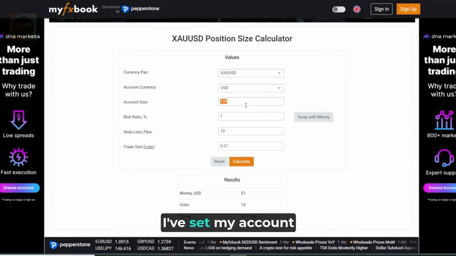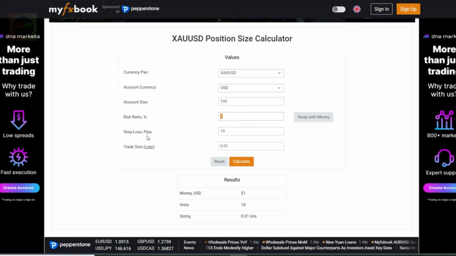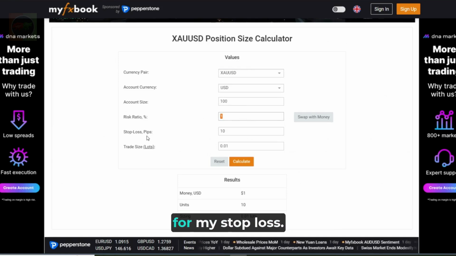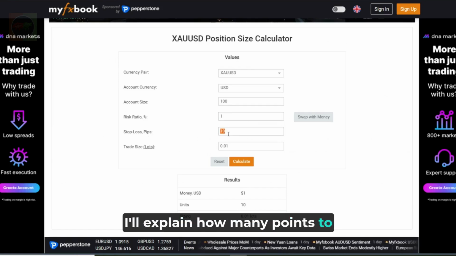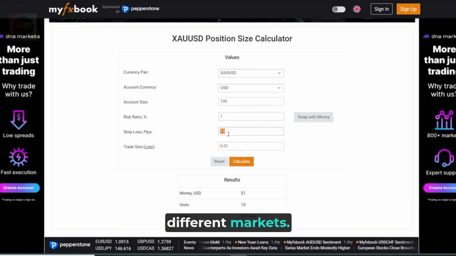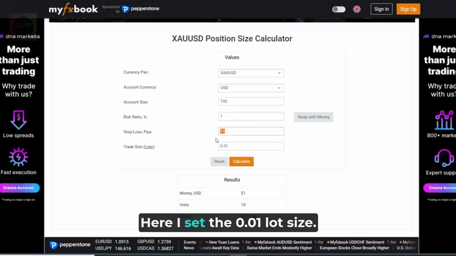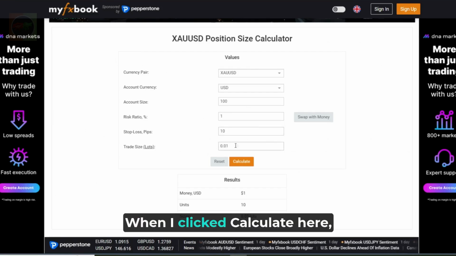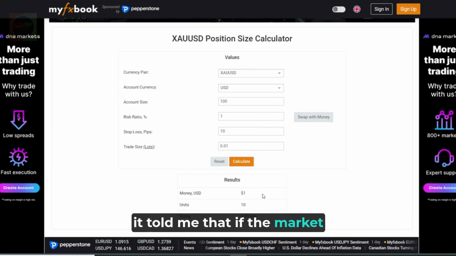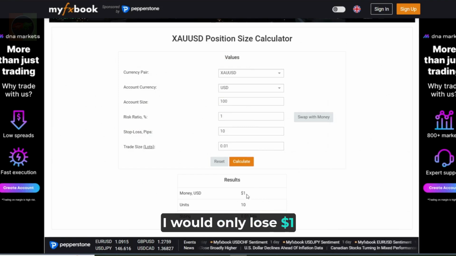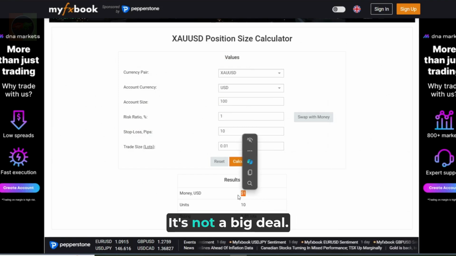For this example, I've set my account size to just $100. I want to risk only 1% of my capital. That means I only set 10 points for my stop loss. I'll explain how many points to set for a stop loss in different markets. Here I set the 0.01 lot size. Okay, when I clicked calculate here, it told me that if the market hits my stop loss, I would only lose $1 from my account. It's not a big deal.